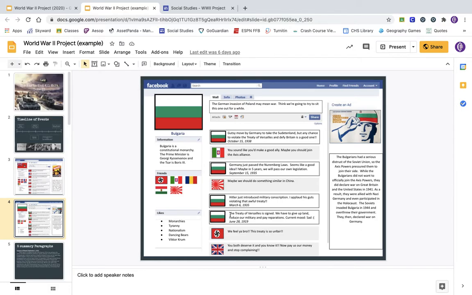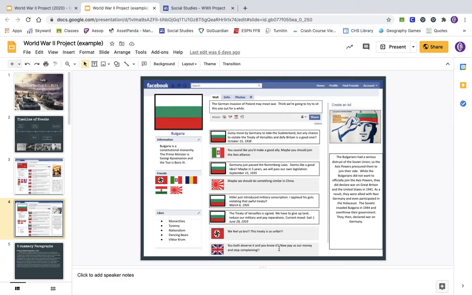For example, this one here, the Treaty of Versailles is signed, so that's the event. We have to give up land, reduce our military, and pay reparations. Current mood, sad. And then Germany says, we feel you, bro. This treaty is so unfair. Because obviously both sides were punished, both sides thought they were unfair. But Britain says, you both deserve it and you know it. Now pay us our money and stop complaining.